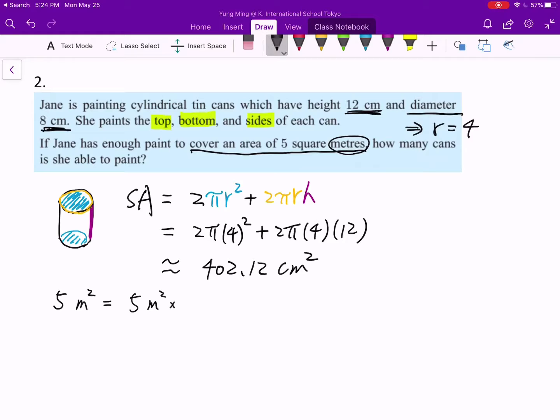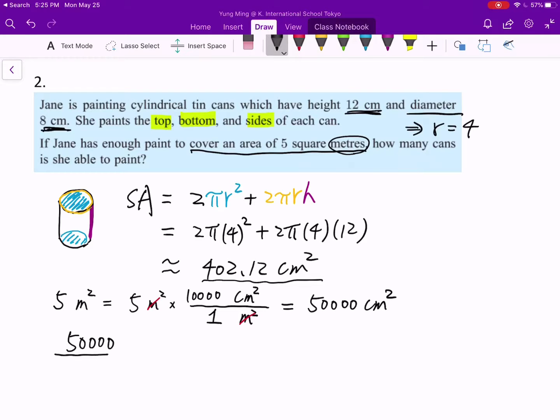So 5 meters square, we want to convert from meter to centimeters. Remember that 1 meter square is equal to 100, but double the amount of zeros. That's how we can cancel the meter squares, and we're left with cm squares. So you multiply by 10,000, you get 50,000 centimeter squared. Each can only takes up that much, so you can paint a lot, but how much? 50,000 centimeters squared divided by 402.12 for each one. That will give you approximately 124.34.